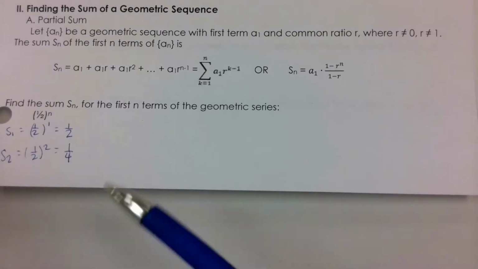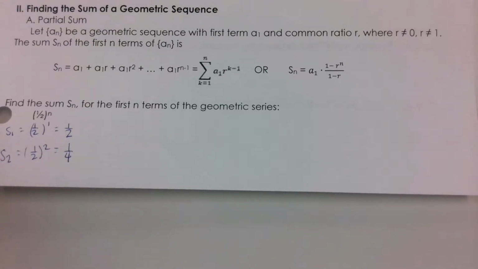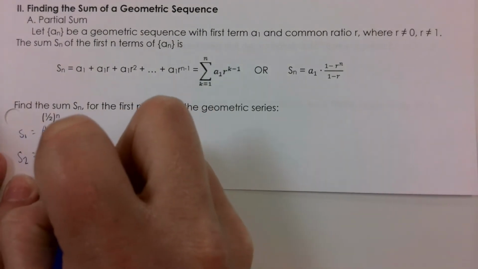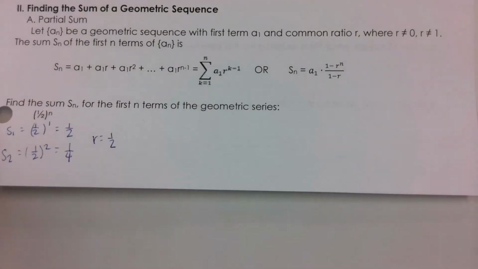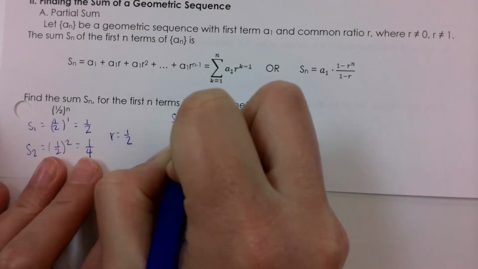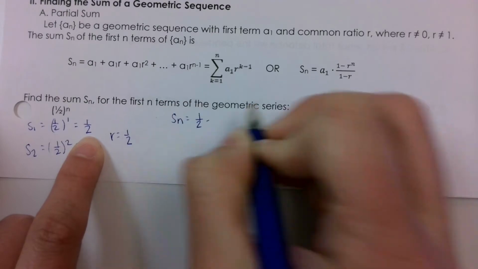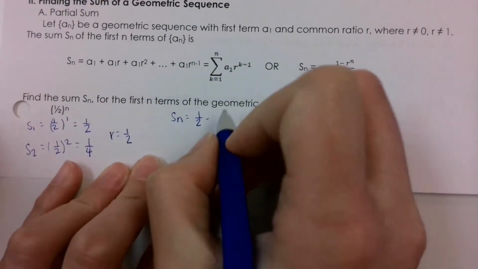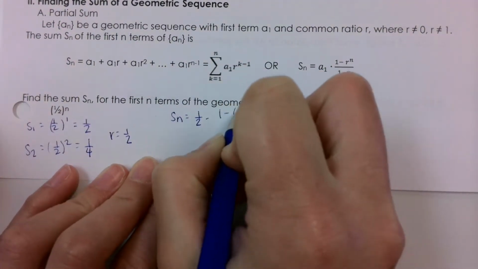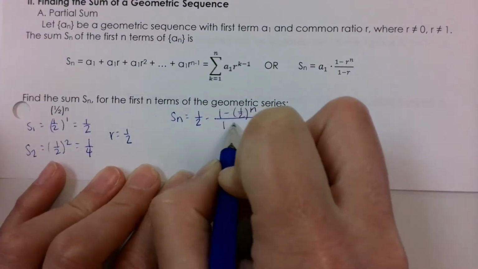So we have our first term now. We need to know our common ratio, so you could divide 1/4 divided by 1/2, or think what times 1/2 will get you to 1/4, so 1/2. So your R value is again 1/2. So then we can just plug that into this formula. So we'll say that S sub n equals, A sub 1 was 1/2 times 1 minus R to the n. So 1 minus 1/2 to the n over 1 minus R, so 1 minus 1/2.